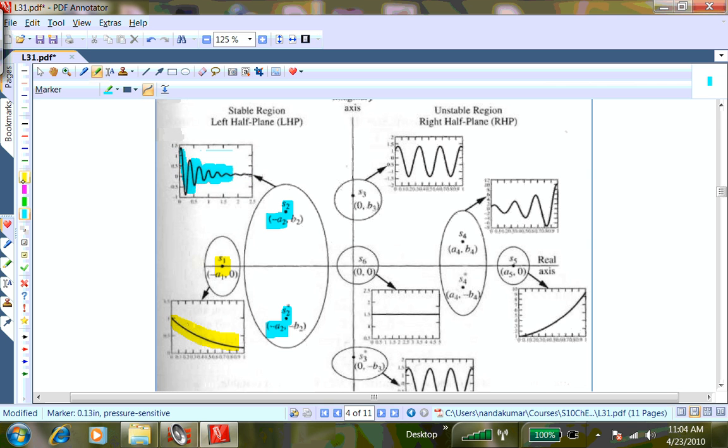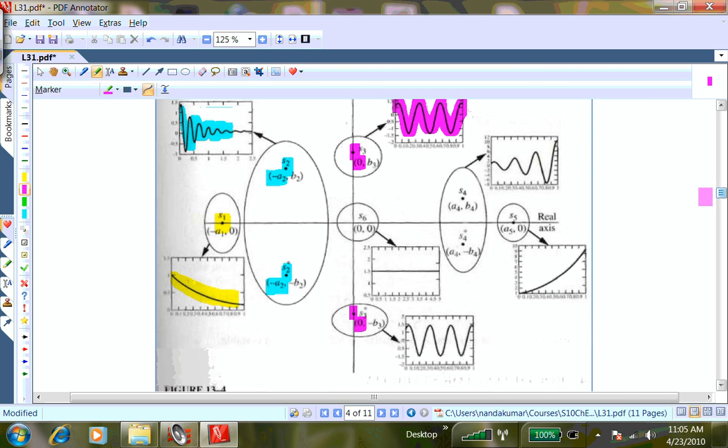Then you have a neutral state where there is only an imaginary part. The real part is zero. The dynamics of that is a sustained oscillation, which neither decays nor grows. And there is always a pair of them, because the original problem has only real coefficients. So this always occurs in pairs. Now this is a particular point. What is happening there?